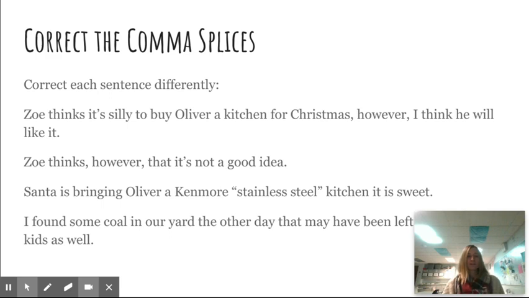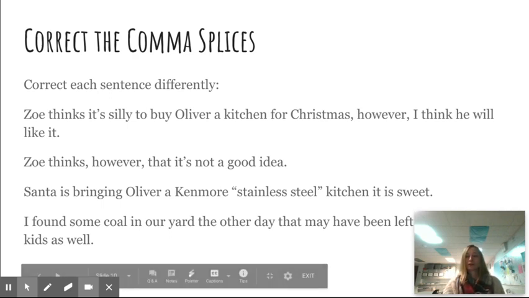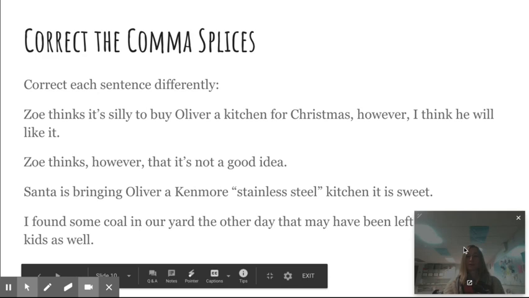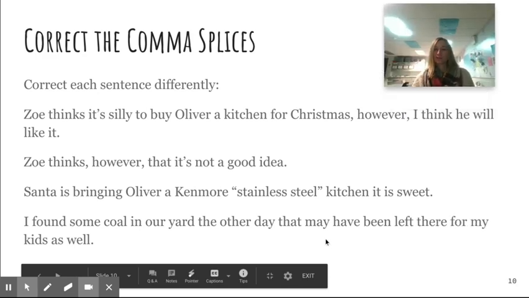Okay. The next one: Santa's bringing Oliver a Kenmore stainless steel kitchen is sweet. Okay. For some reason, we didn't put a comma in there. So it's not really a comma splice. It's a run-on. So you'd put a period or semicolon or whatever in between "kitchen" and "it is sweet." I guess I forgot to put the commas for the comma splices.